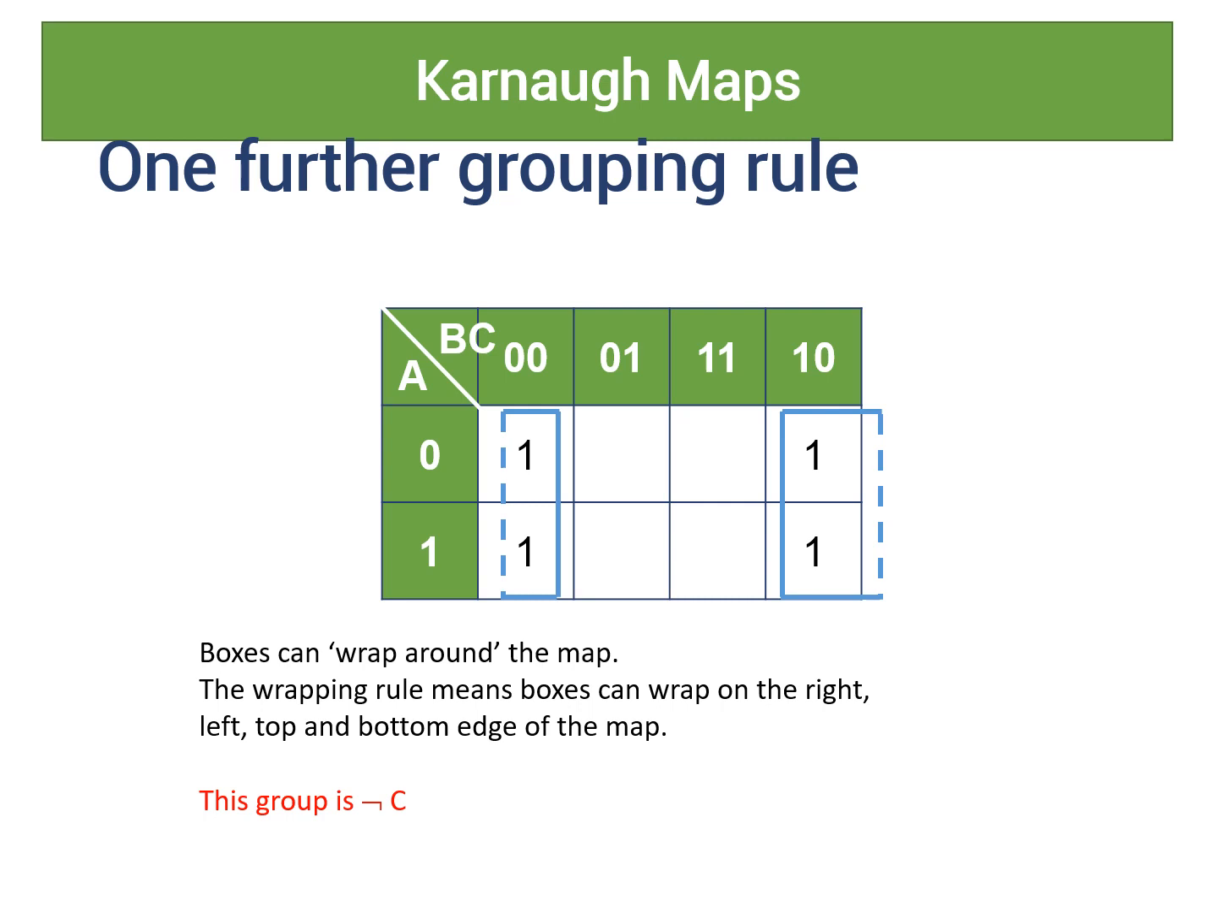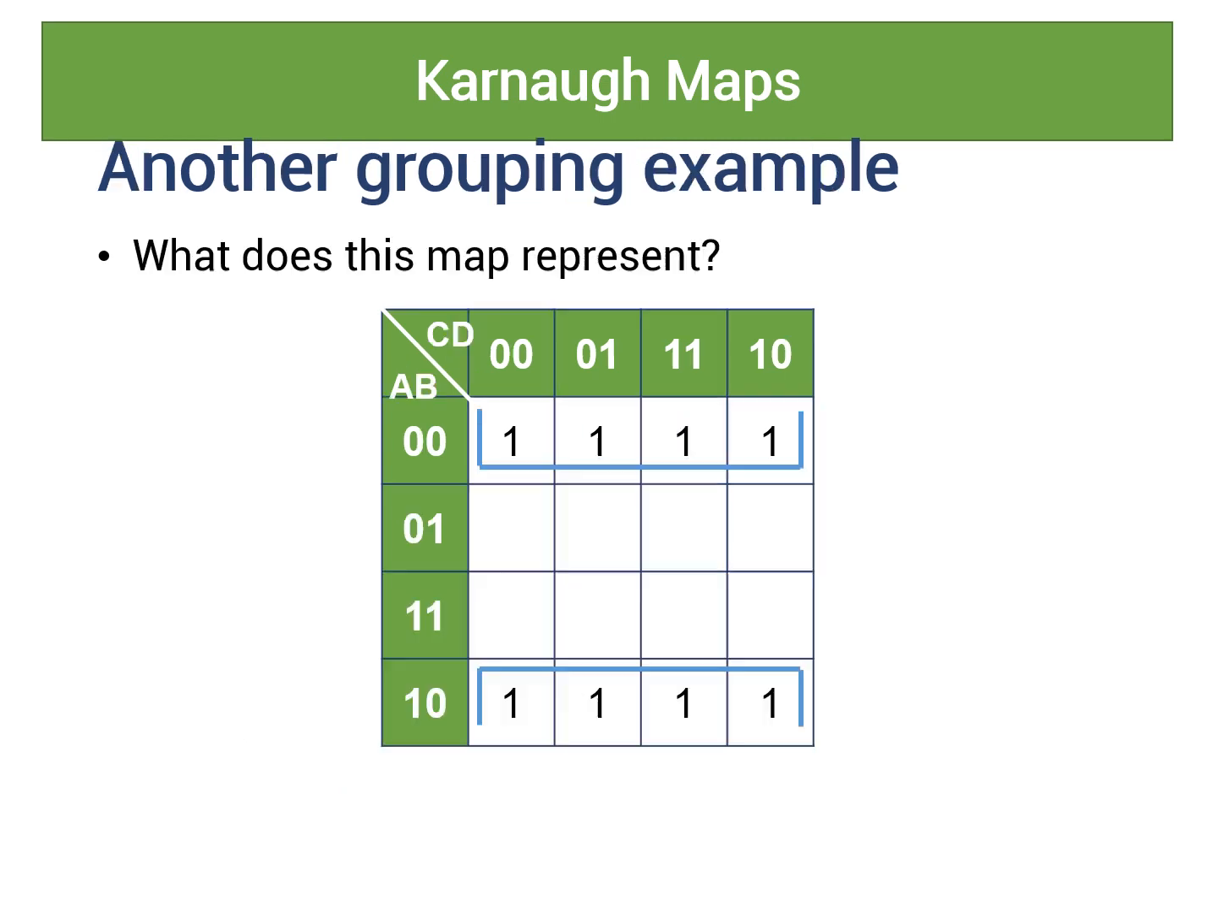Boxes can actually wrap around the map. And the wrapping rule means that boxes can wrap from the right hand side to the left, or the top to the bottom edges of the map. So you can see this group here is not C. And this is why our Boolean on B and C needs to be starting with 0, 0, 0, 1, 1, 1 and 1, 0. What does this mapping represent?